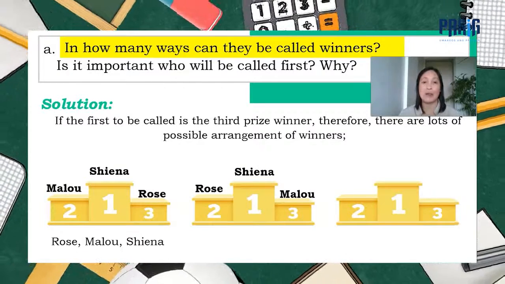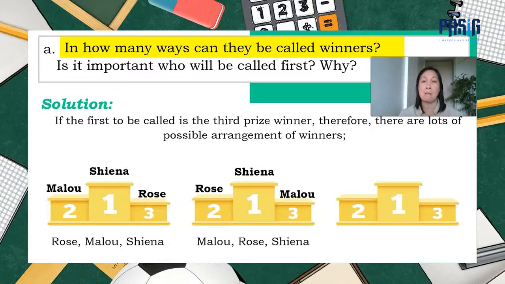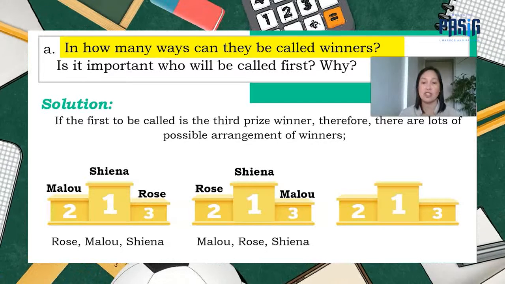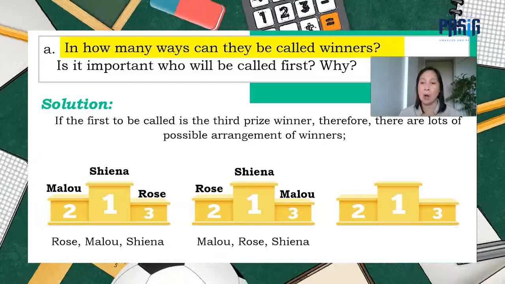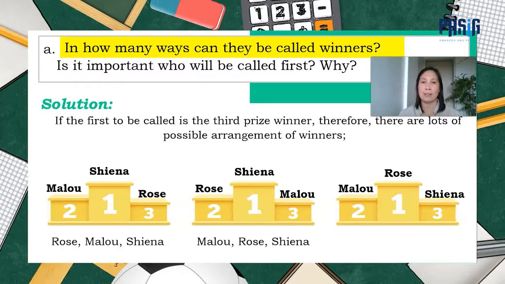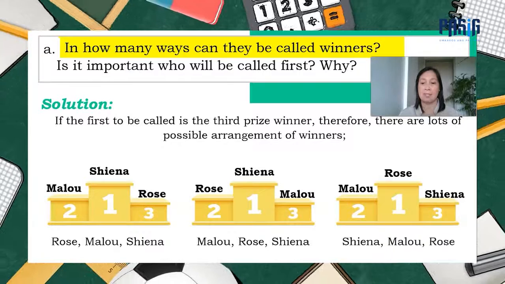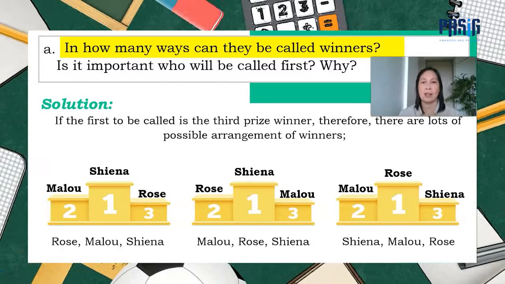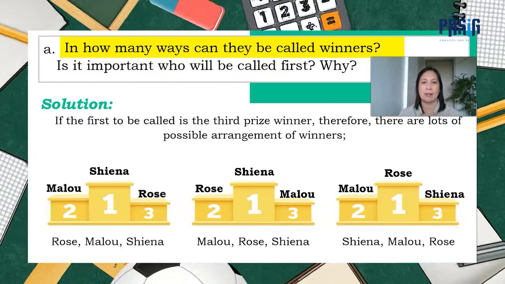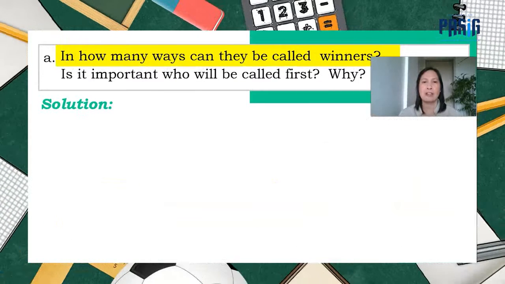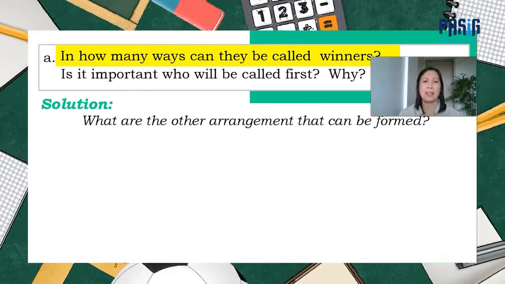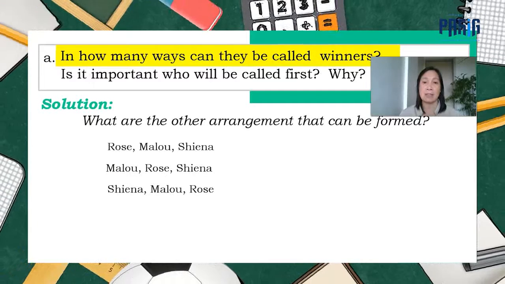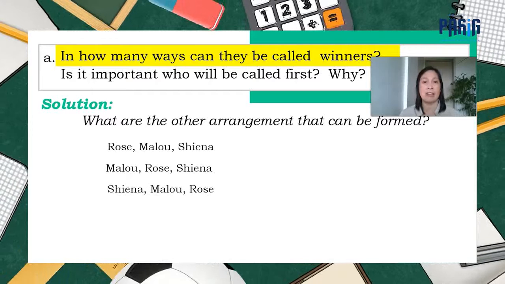Yes, it is another possible arrangement wherein Malu won the third prize, Rose won the second prize, and Sheena won the first prize. Or it can be this set of arrangement wherein Sheena won the third, Malu won the second, and Rose won the first. Following the ordered arrangement of winners, what are the other arrangements that can be formed aside from these 3 arrangements that we have mentioned earlier?